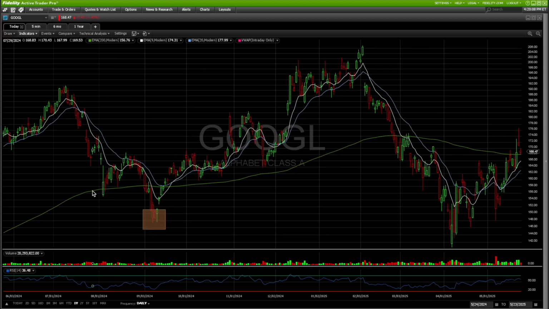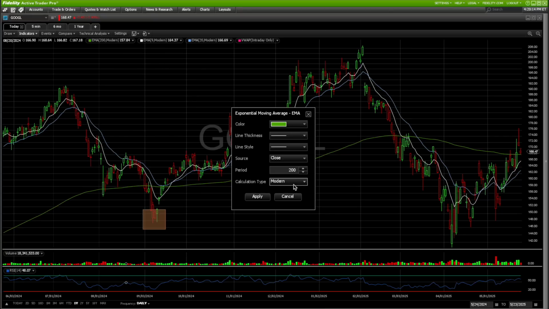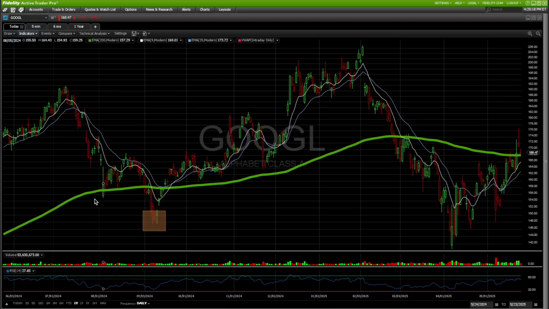This green line is your 200 EMA. I'm going to make this a little bit thicker just for you guys to see. Going by the line thickness, it just allows us to see where the 200 EMA is revolving around. And now, when I am making these types of swing trades, I am looking for areas of support.